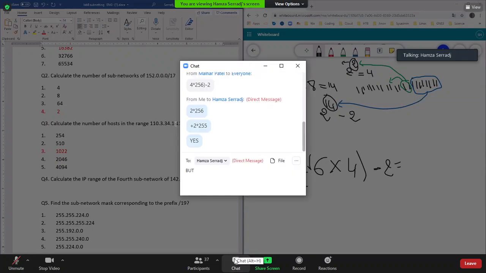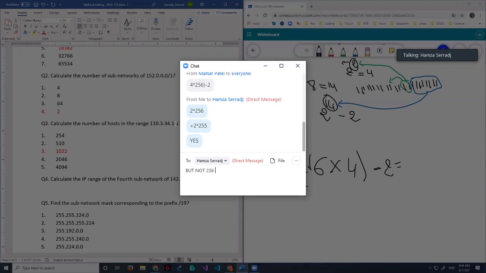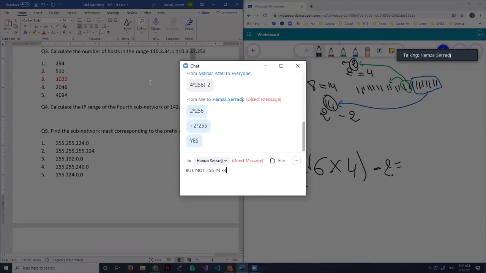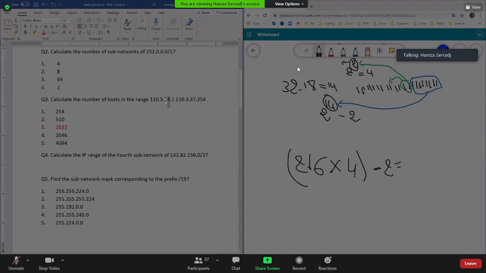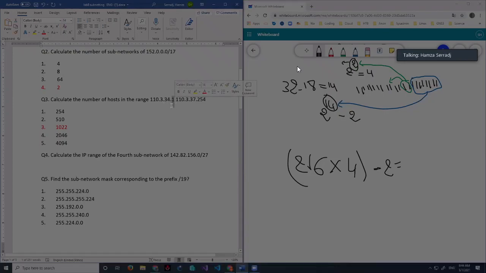I have 256 seconds. So if I want to know the whole of it, it's 256 times 4. But we are starting from 1 and we are finishing on 254. So we are not taking the 255, we are not taking the 0. We should do minus 2, right? In the 34, you have it. All the 34. We're starting from 1. 34.1, 34.2, 34.3. So the 34 is included.